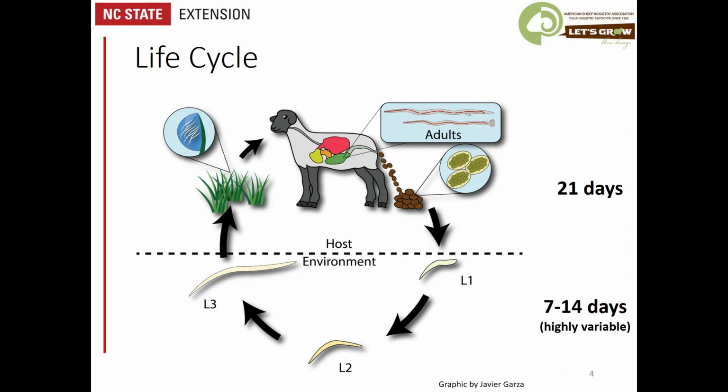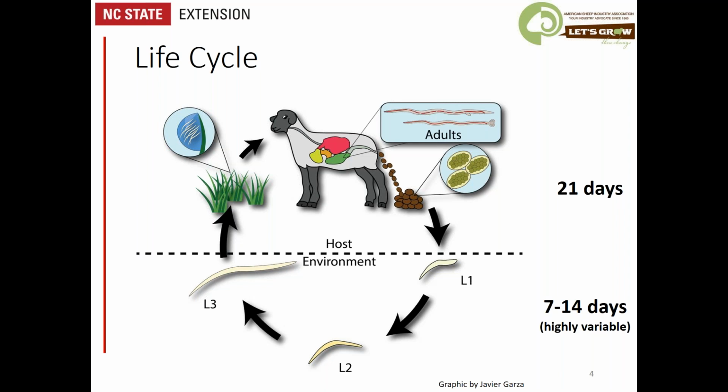So anything we can do to extend the lifespan or extend the time those L3s are out on our pastures before they're consumed is going to increase the chances of the L3s using up those energy reserves, not having energy left, not being able to feed, and eventually dying. And so we'll come back to that in just a little bit as one of our management strategies.